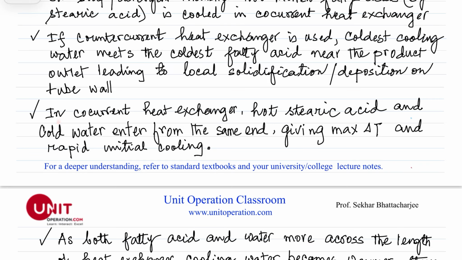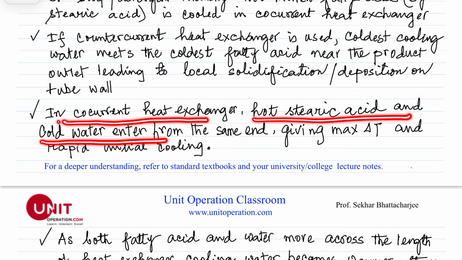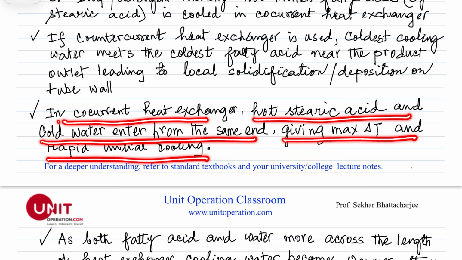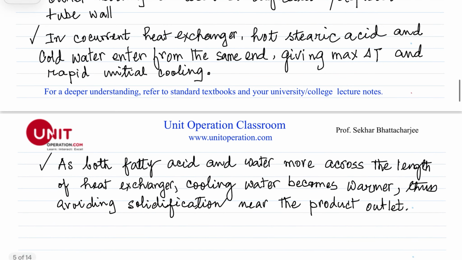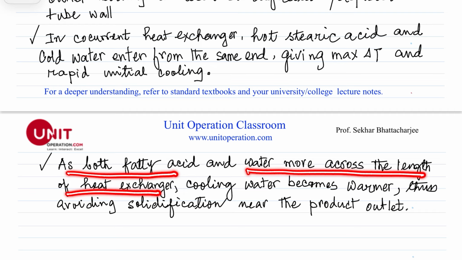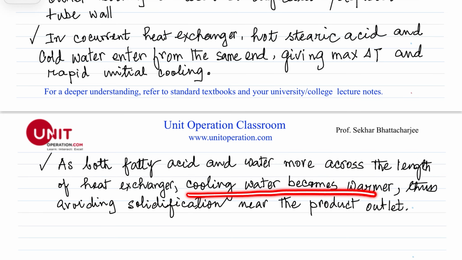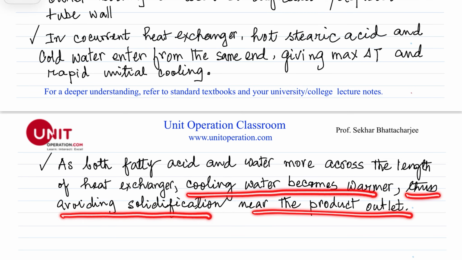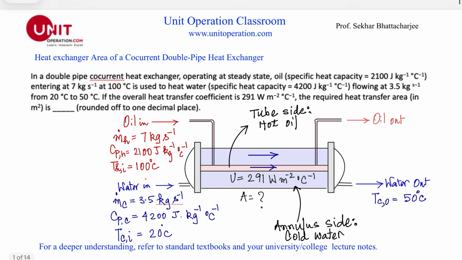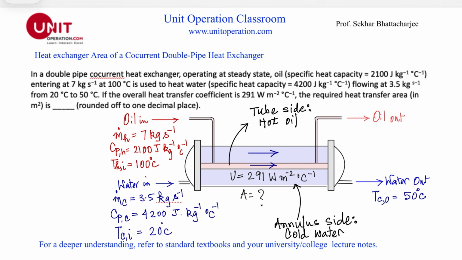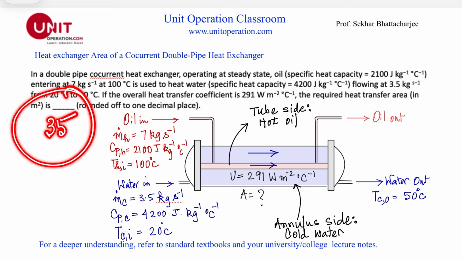So in a co-current heat exchanger, hot stearic acid and cold water enter from the same end, giving maximum delta T and rapid initial cooling. As both fatty acid and water move across the length of the heat exchanger, the cooling water becomes warmer, thus avoiding solidification near the product outlet. So finally, the required heat transfer area is 35 meters squared. So that's the answer.